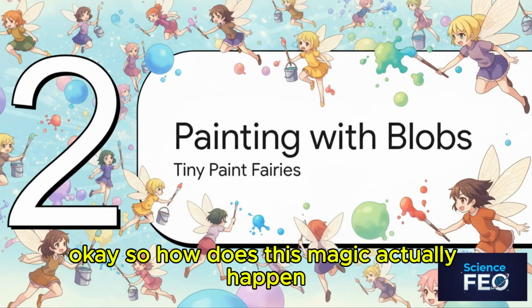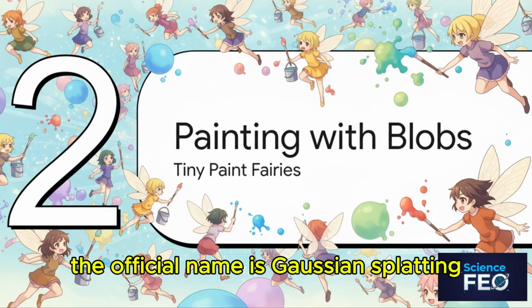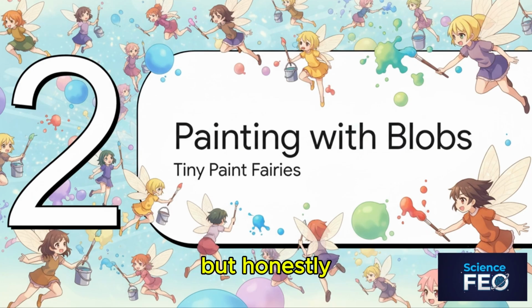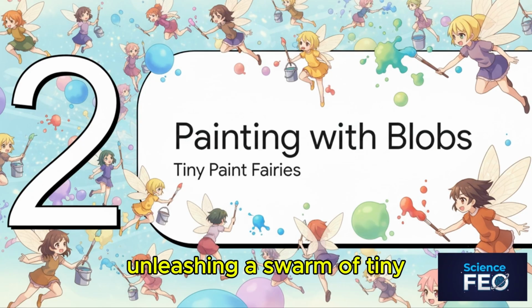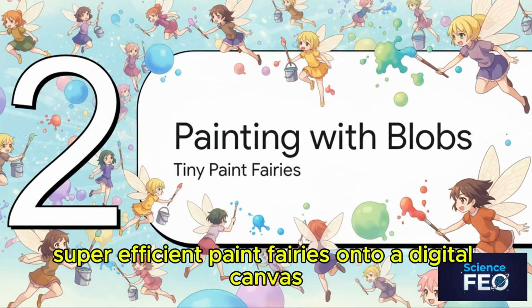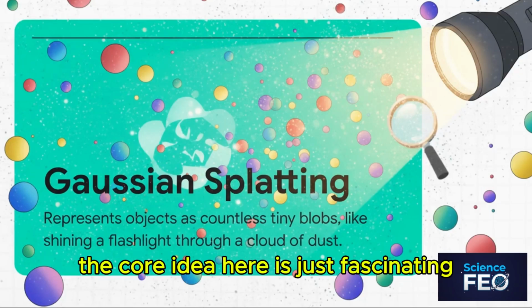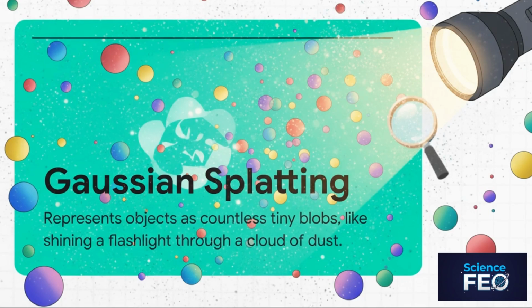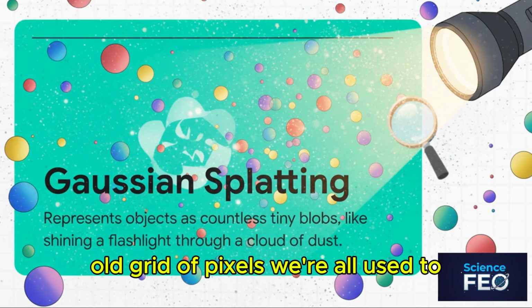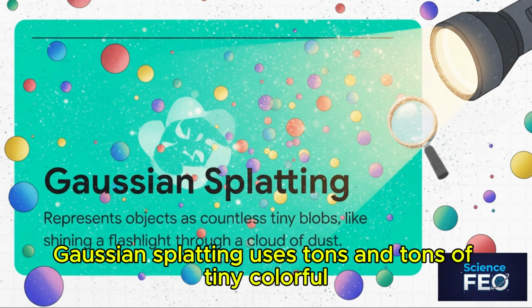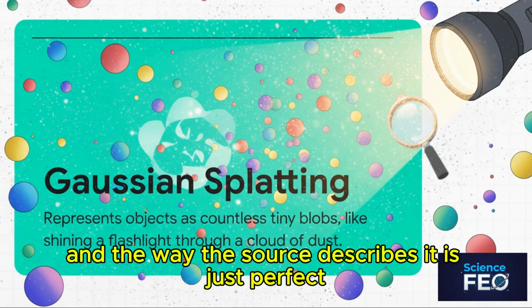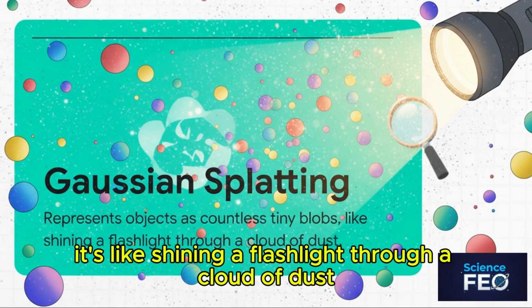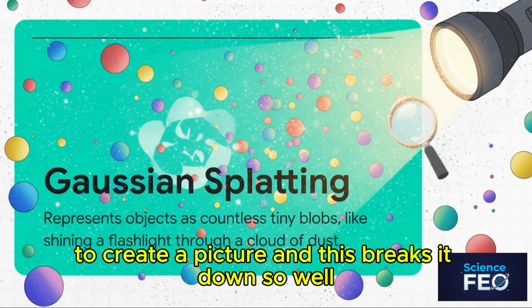Okay, so how does this magic actually happen? The official name is Gaussian Splatting, but honestly, a much better way to think about it is like unleashing a swarm of tiny, super efficient paint fairies onto a digital canvas. The core idea here is just fascinating. Instead of building an image from that same old grid of pixels we're all used to, Gaussian Splatting uses tons and tons of tiny, colorful, semi-transparent blobs. And the way the source describes it is just perfect. It's like shining a flashlight through a cloud of dust to create a picture.